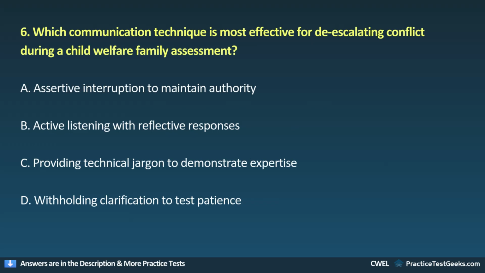6. Which communication technique is most effective for de-escalating conflict during a child welfare family assessment? A. Assertive interruption to maintain authority. B. Active listening with reflective responses. C. Providing technical jargon to demonstrate expertise. D. Withholding clarification to test patience.